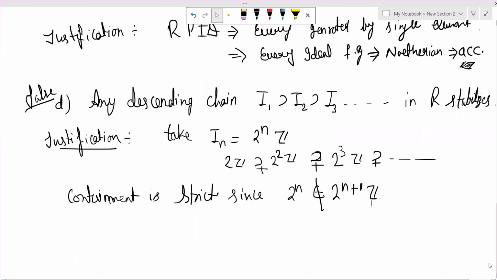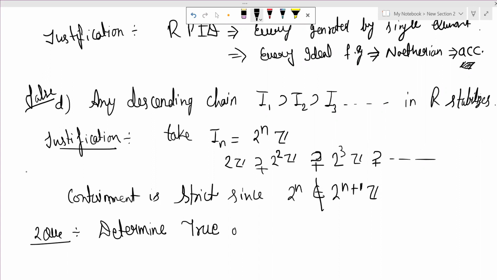Now the practice assignment 6. This one is saying determine true or false. Second question: determine true or false. If R is a UFD and S is a subring of R.